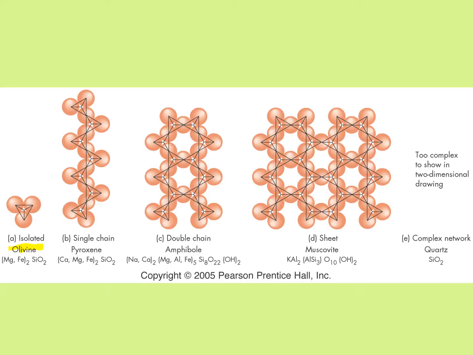Other common shapes are a string of tetrahedra along a line for a mineral such as pyroxene. You could have a double string for an amphibole. Or you could have many of the tetrahedra joined together in sheets for sheety minerals such as muscovite or biotite or talc.